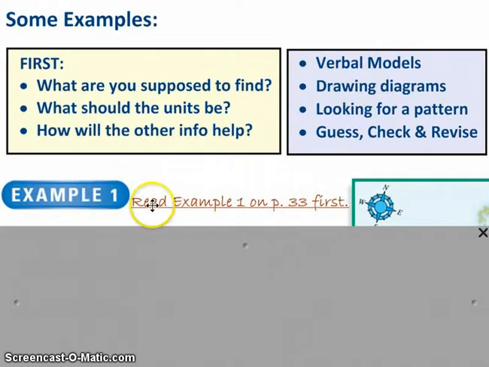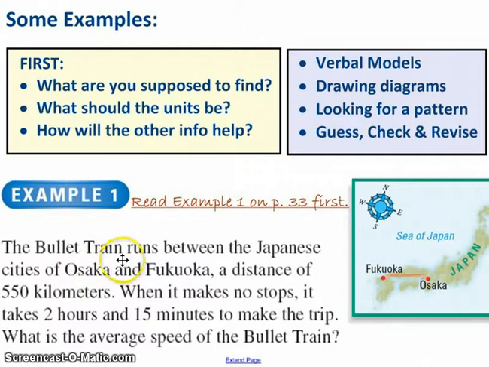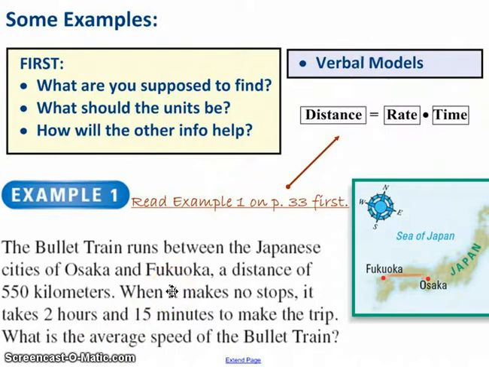Example 1 starts off with this story here about the bullet train. Again, whether you hit the pause button here and read example 1 only, or hit the pause button and read them all, make sure you've read them all, because I don't have time to go over each of them in detail. What I want to make as a point, though, is that in example 1, the textbook suggests a verbal model as a solution to the problem. And it sets it up saying distance equals rate times time, which is great if you know this formula, that distance equals rate times time.